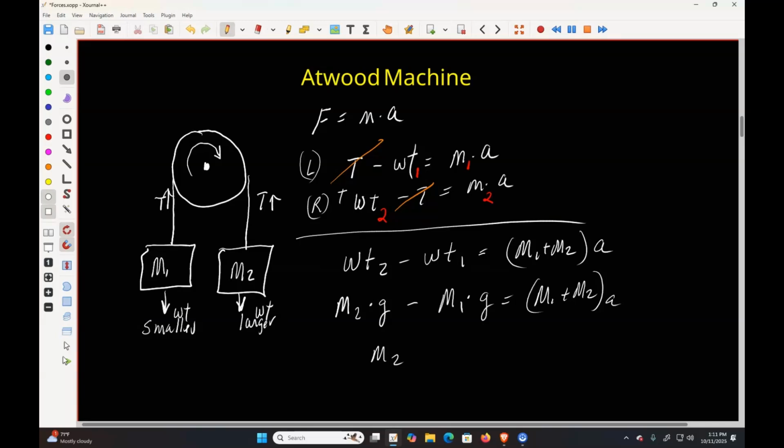So m2 minus m1 times g over m1 plus m2, that's equal to the acceleration. So that's the formula we'll use for acceleration. Once I get my acceleration, then I can plug it into either of these equations, and I can solve for the tension.